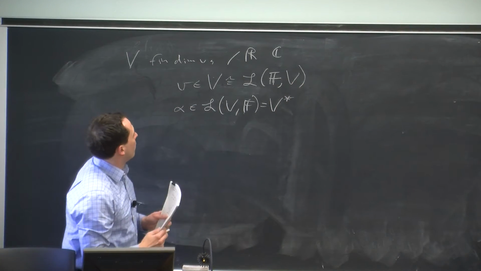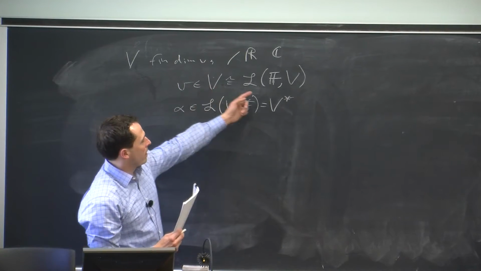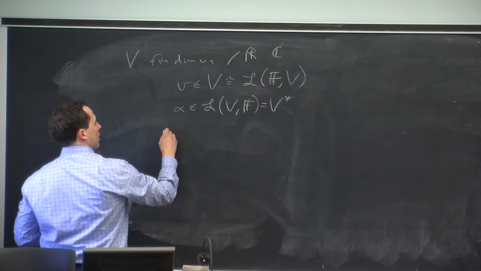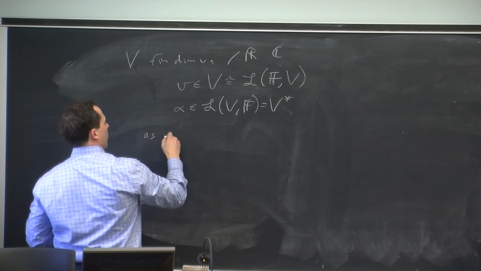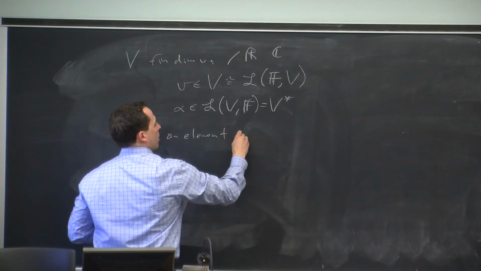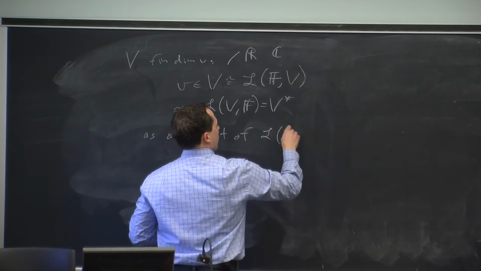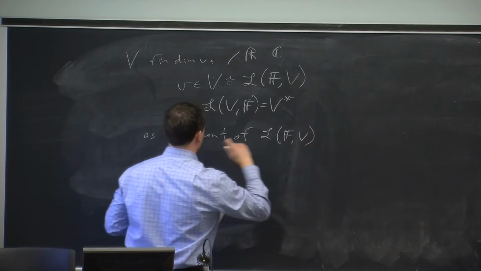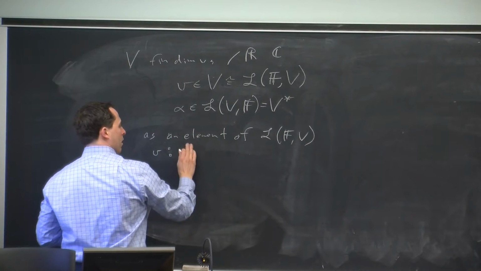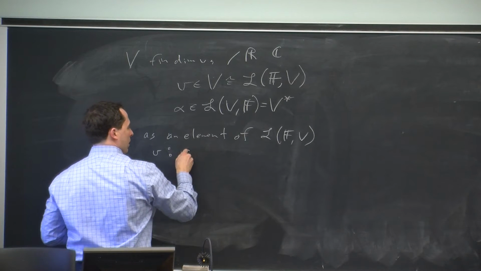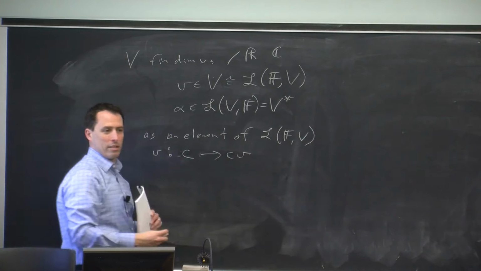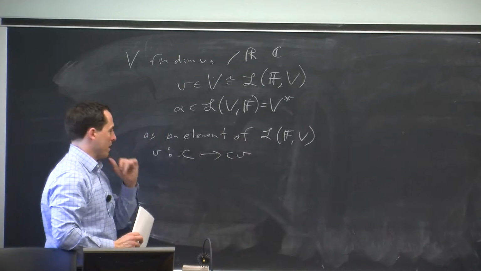Right? Sort of tautologically, every element in here is also a function. What function is that? As an element of the space of linear transformations from the field to the vector space, V is the function that sends a field element, say C, to C times the vector. That's a perfectly good linear transformation.